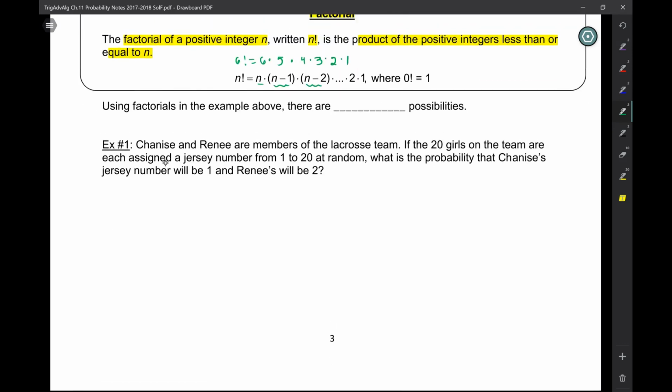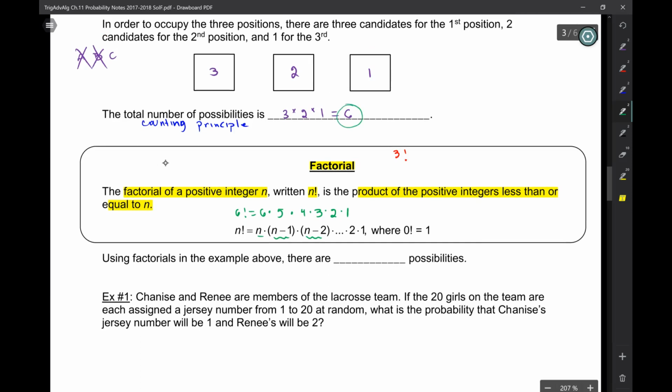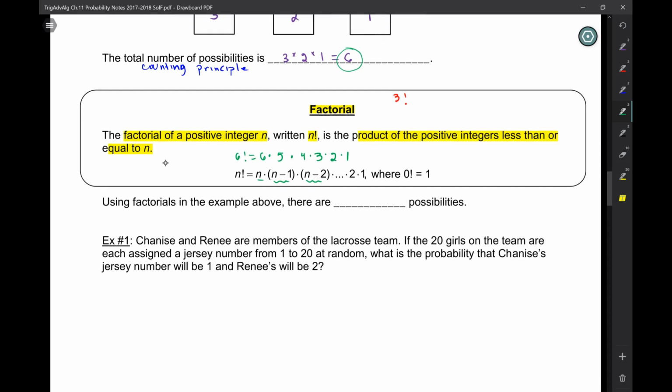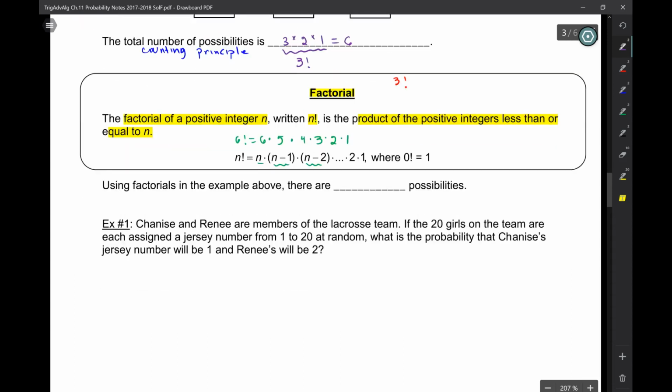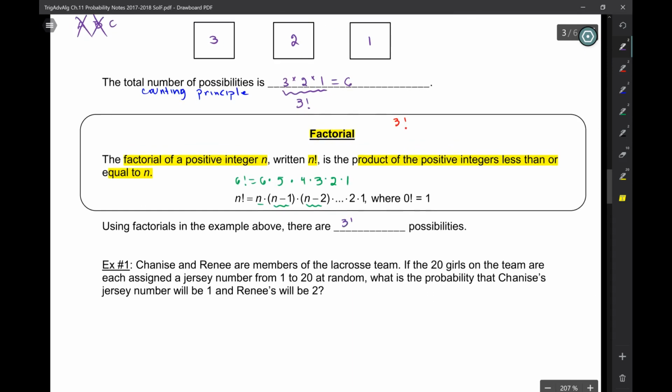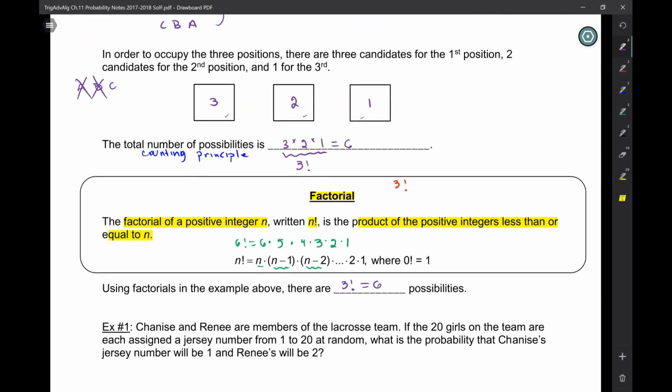Using the factorials in the example above, there are, look, three times two times one. So what factorial is that? Three factorial. So in the example above, there are three factorial, which is six possibilities. Because first we have 3, then 2, then 1, and if you multiply them, you get 6. To occupy the first position, there were 3 possibilities, then 2, then 1, and that's 6.